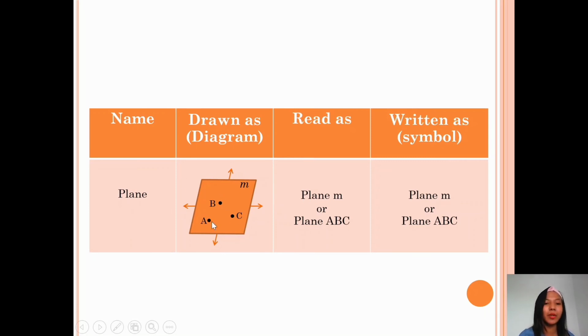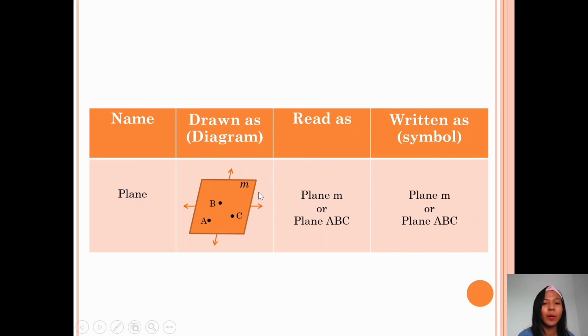As you can see, we have here point A, point B, point C, because the plane is composed of 3 non-collinear points. Non-collinear means not on the same line, not on a straight line. When you connect these 3 points, you cannot form a straight line, right? So that's how the plane is.